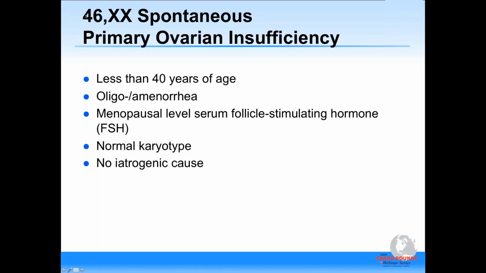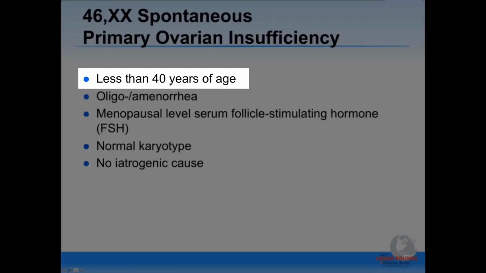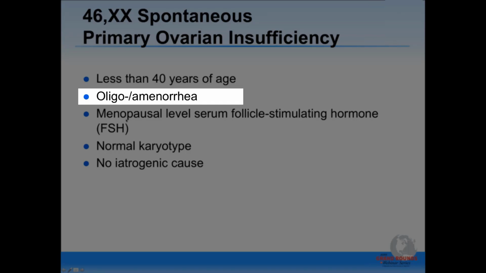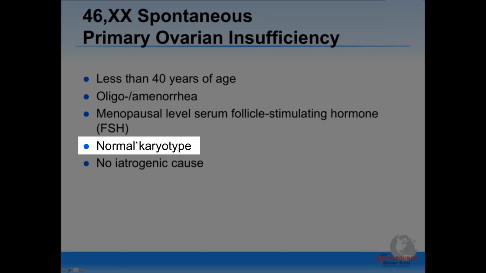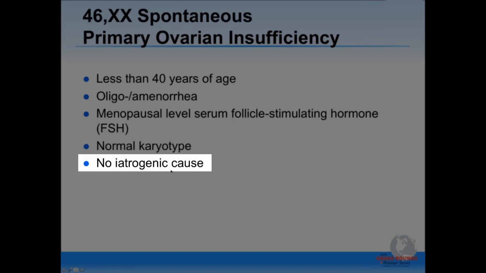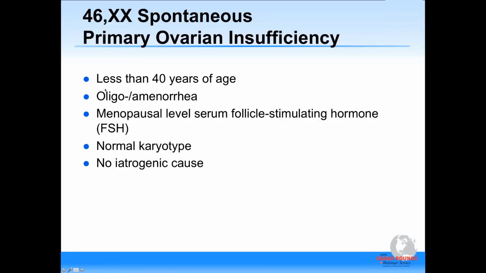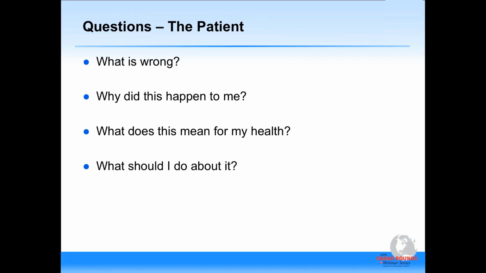So with the NIH, we started recruiting women with 46XX spontaneous POI. They were less than 40 years of age. They had oligomenorrhea. They had menopausal level serum FSHs. They had a normal karyotype, and there was no iatrogenic cause. In 90% of these cases, we don't know what the cause is, so our major objective was to try to understand the pathogenesis of this and discover new mechanisms. So we weren't recruiting women who already had a mechanism defined for the disorder.